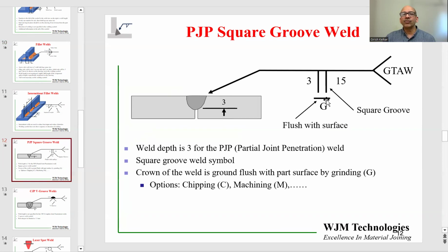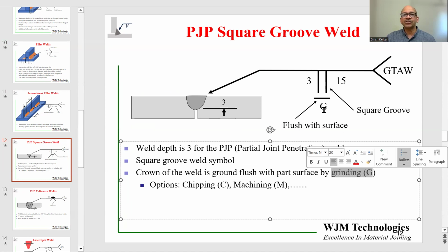In the square groove symbol, on top of that, we also see a horizontal line. That horizontal line indicates that the weld crown has to be ground flush. That means whatever the crown material is, that has to be removed. And in this particular case, the design engineer is recommending, or requiring, that be done by grinding. So the G stands for grinding. There could be other choices for that. We can do that by chipping or machining or many other types, whatever material removal techniques you want to use, but that has to be specified over here.